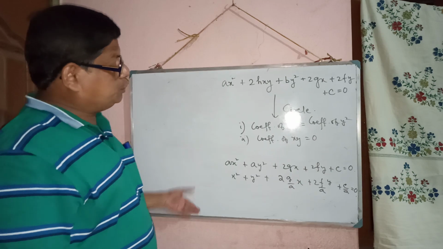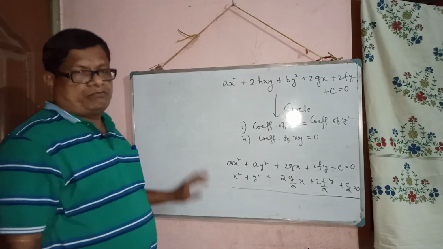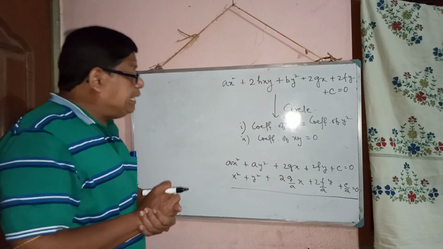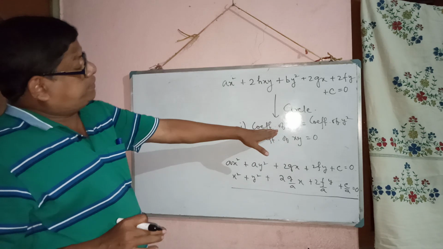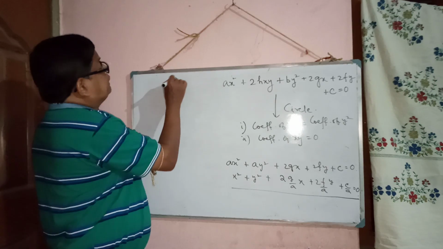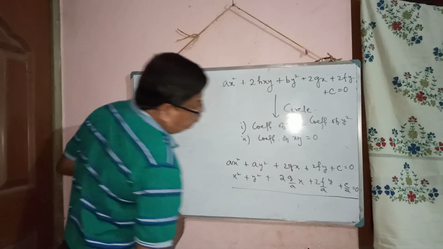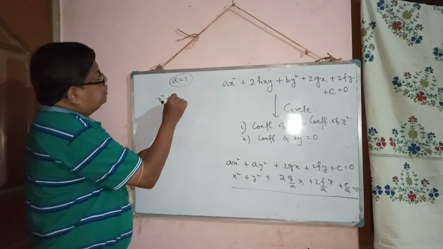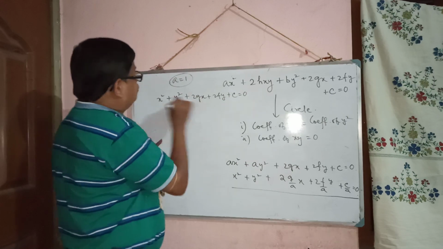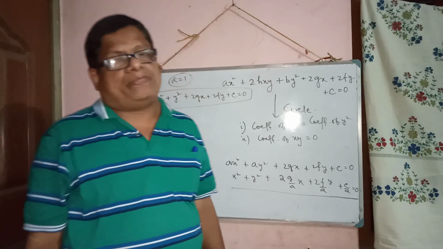So this equation represents a circle equation. If we consider, suppose, a equal to 1, then the equation will be x square plus y square plus 2gx plus 2fy plus c equal to 0. This equation is known as the general equation of a circle.